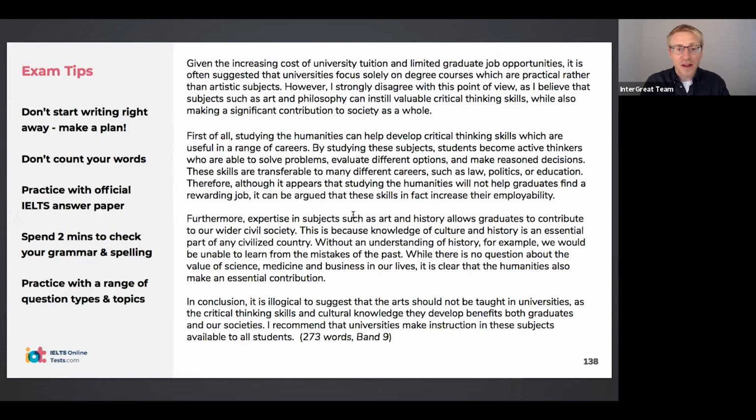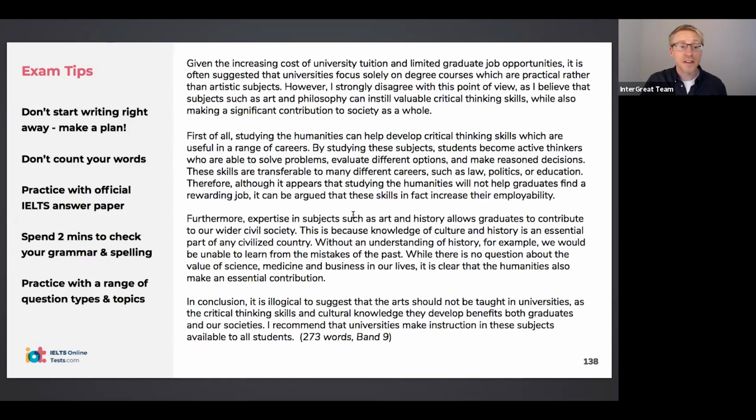Yeah, I think you're right to point out there is a slightly longer introduction there, but as long as you're not going into details in your introduction, I think that's fine. If you're using your introduction to paraphrase the question and to outline your main points, that's absolutely fine. As long as you're not including details and specific examples, then it's okay to make it a little bit longer. There's no explanation in this introduction. It's literally just mentioning the points, and then they're expanded on in the body paragraphs.